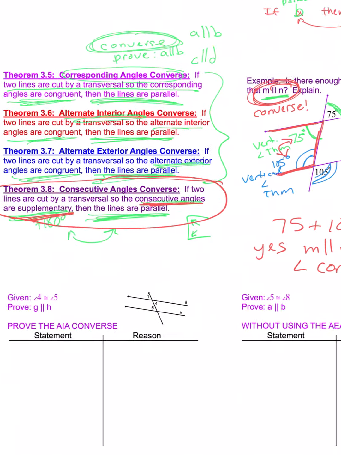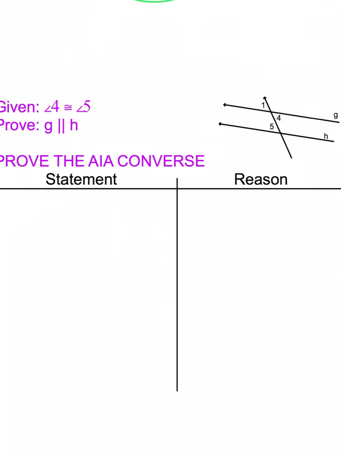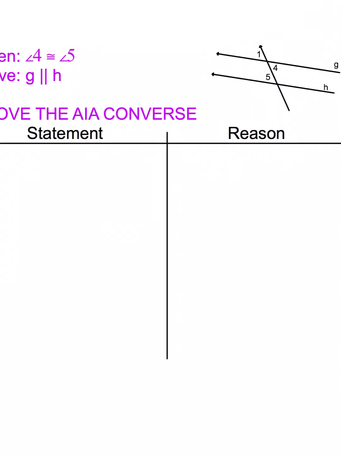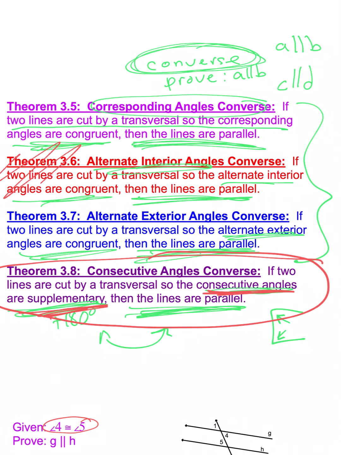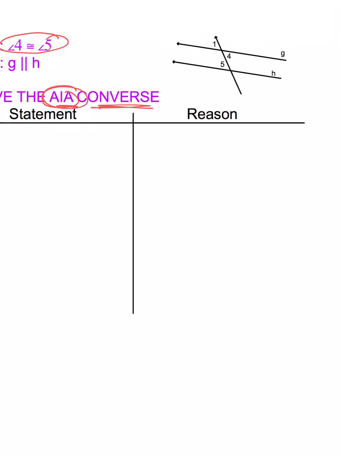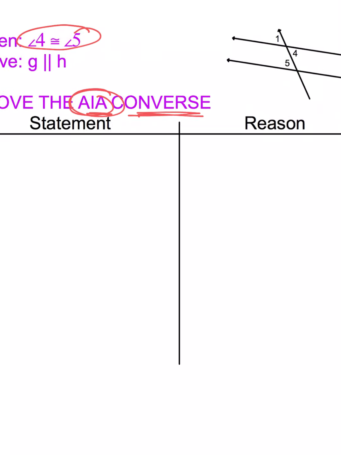Okay? All right, so first proof. We are given that angle 4 is congruent to angle 5. And we are trying to prove that G and H are parallel lines. Now it says prove the AIA converse. So that means I can't use alternate interior angles to prove that the lines are parallel. So that one's off limits. But all the other ones I can use. So I can use everything except for these alternate interior angles. Okay, so I could use this converse, I could use this converse, or I could use this converse. Okay, and that's again because it says prove the AIA converse.